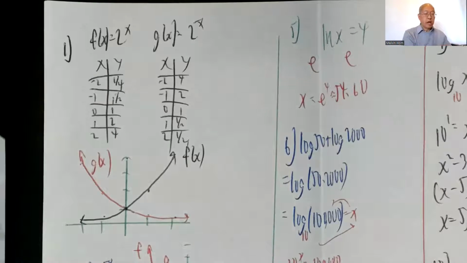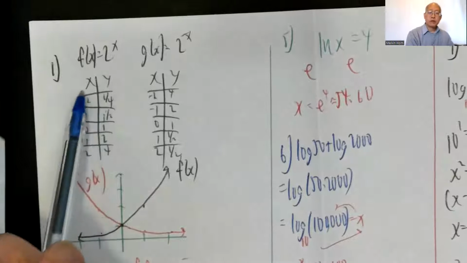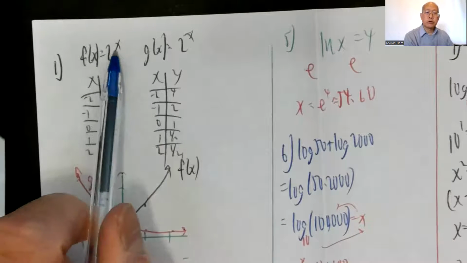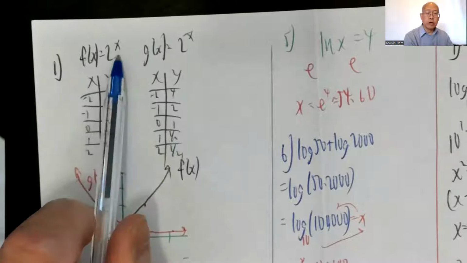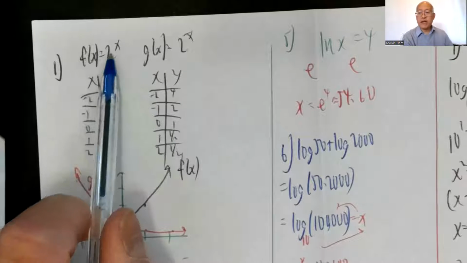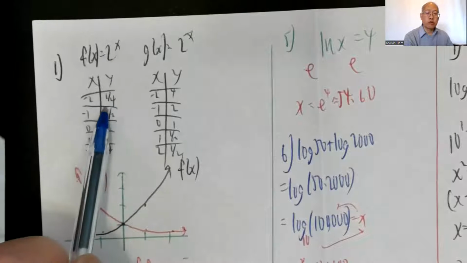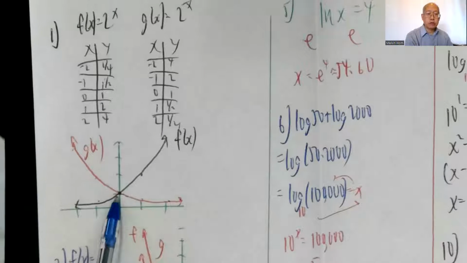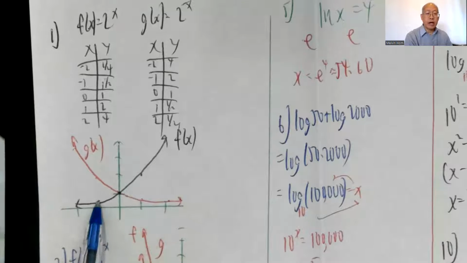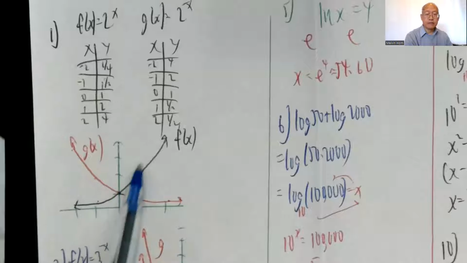Number 1, f of x equals 2 to the x. You could always make a table of values. So here's a little mini table of values from -2 to 2. If I plug in 0, 2 to the 0 is 1, 2 to the 1 is 2, 2 squared is 4. Plug in -1, 2 to the -1 means 1 over 2. 2 to the -2 is 1 over 2 squared, or 1/4. So 0, 1, 1, 2, 2, 4, -1, a half, and -2, 1/4. So f looks like that.